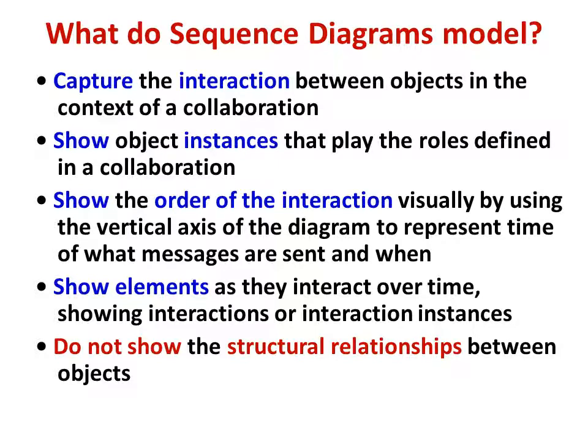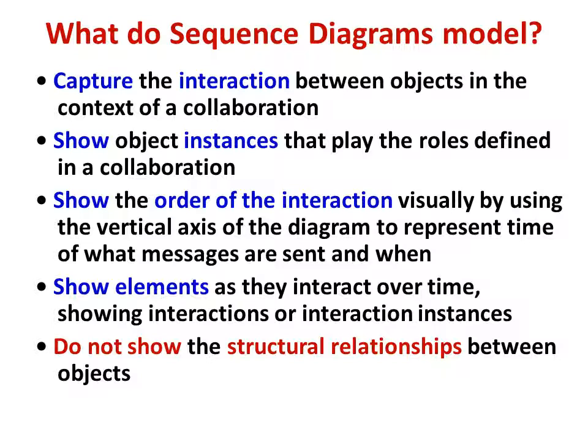So, what does a sequence diagram model? We use sequence diagrams to model the objects in order to capture the interaction between the objects in the context of a collaboration, and show object instances that play the roles defined in a collaboration. It shows the order of the interaction visually by using the vertical axis of the diagram to represent time, showing what messages are sent and when.